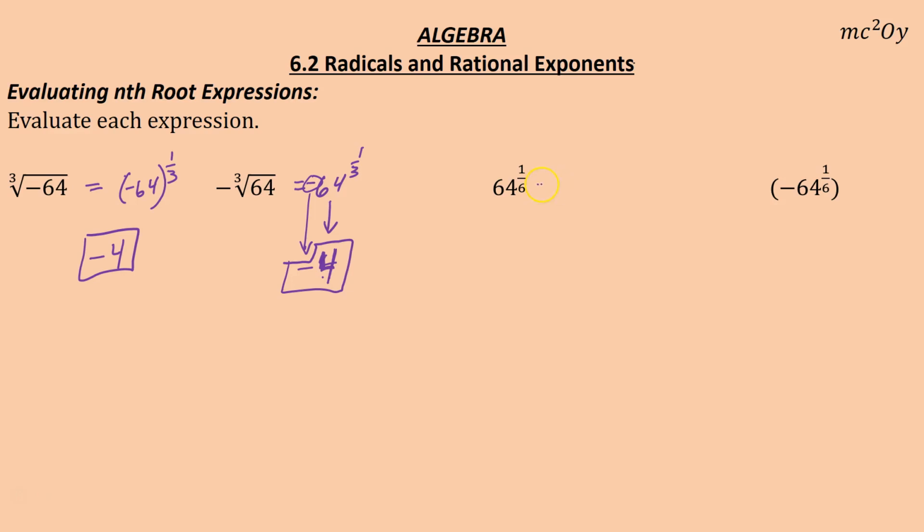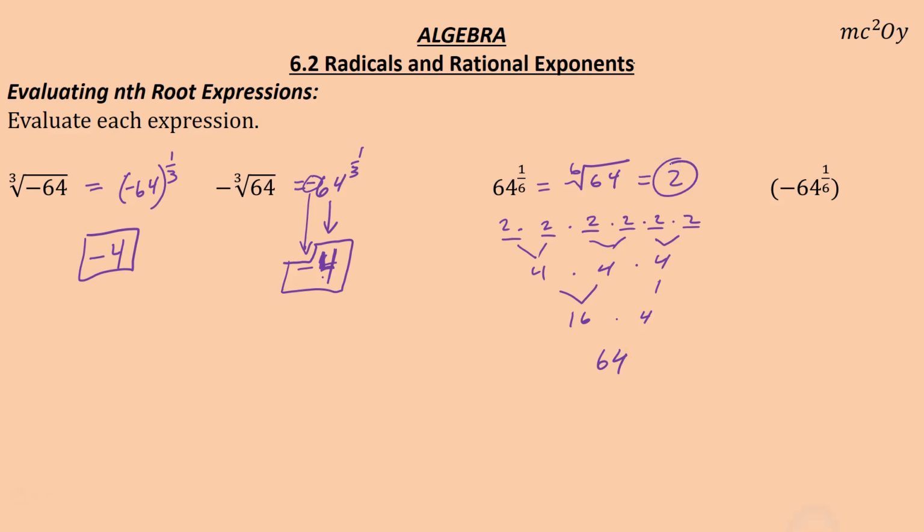64 to the 1/6 power, okay, which means actually the 6th root of 64. So what number times itself 6 times makes 64? 2, 2, 2, 2, 2, 2. So we test those out. That's 4. That's 4. And that's 4. And 4 times 4 is 16 times another 4. Oh, that's 64. So the answer is 2.